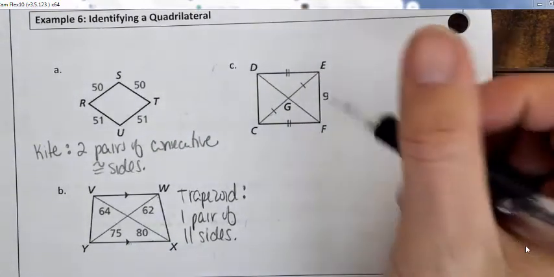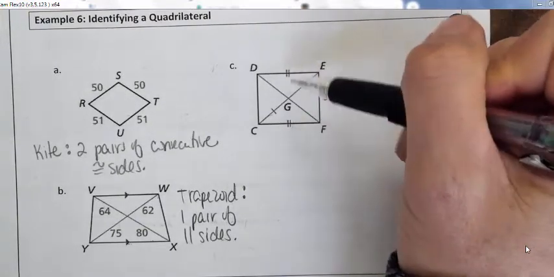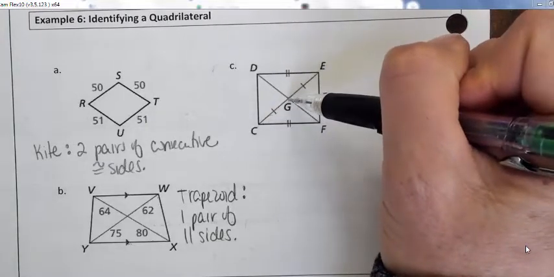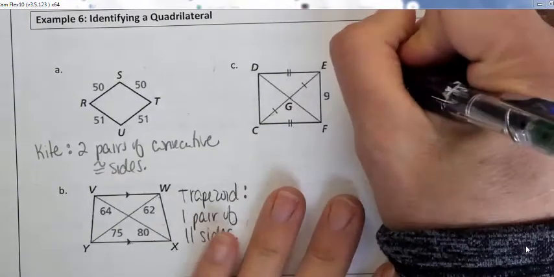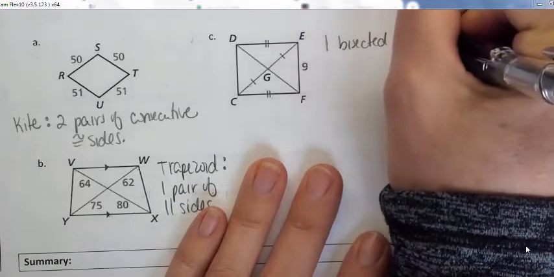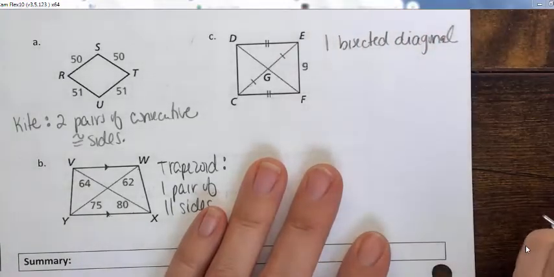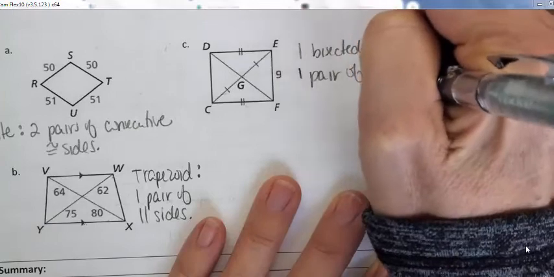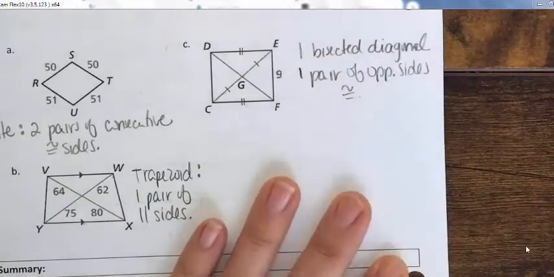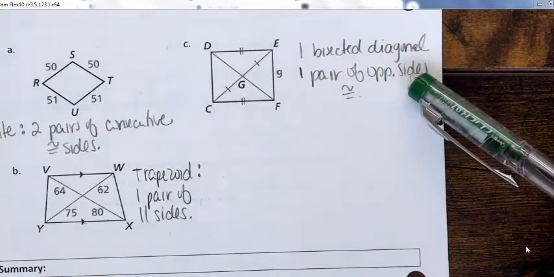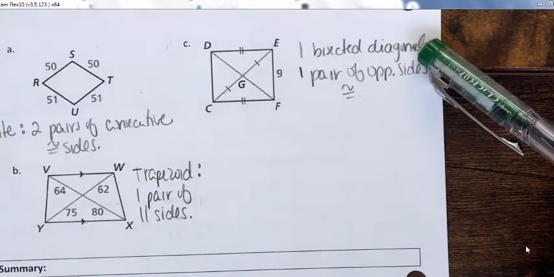All right, let's see what I got here. So I've got one pair of opposite sides that are congruent. I also have one diagonal that's being bisected. Let's write that down. So I've got one bisected diagonal and one pair of opposite sides that are congruent. Well, it kind of makes me want to say that this is a parallelogram, because one pair of opposite sides are congruent and one diagonal is bisected.